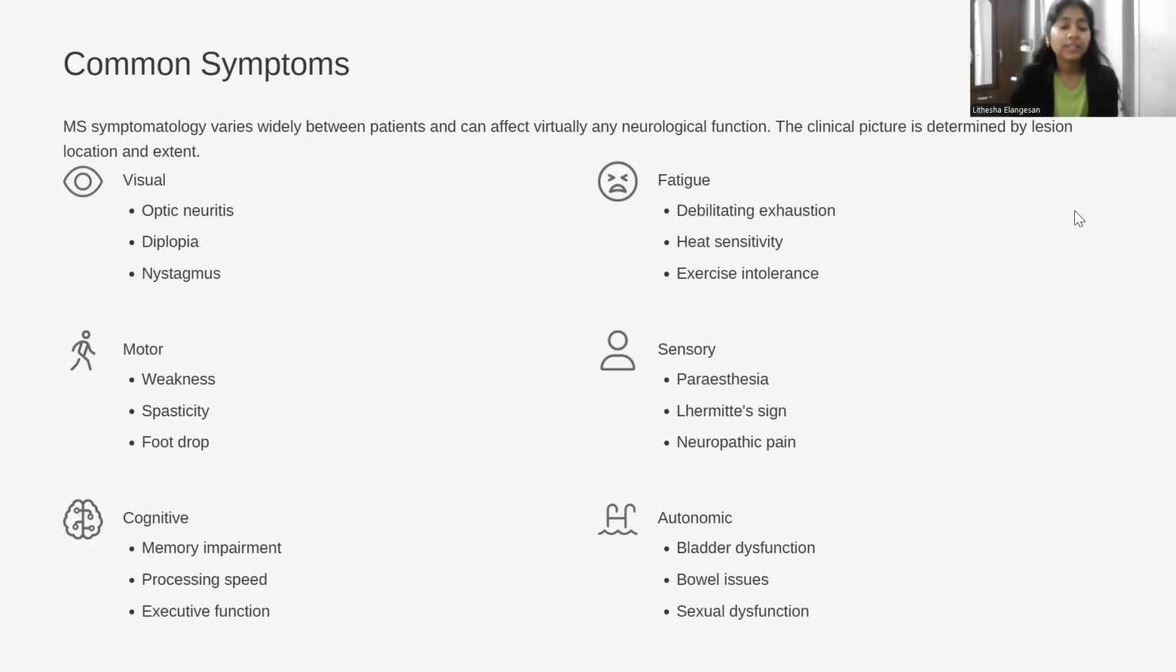Cognitive impairments means impairments in your brain function. So memory impairment, a much slower processing speed, and impairments to executive function as well. So your thinking can be impaired as well. You may also have more fatigue, so debilitating exhaustion. You may be more sensitive to heat, and you will face exercise intolerance as well, so you might get more exhausted when you exercise. Sensory problems include paresthesia, Lhermitte sign, and neuropathic pain. And autonomic functions will also be impaired. So patients may have a loss of bladder control, so bladder dysfunction, bowel issues, as well as sexual dysfunction.